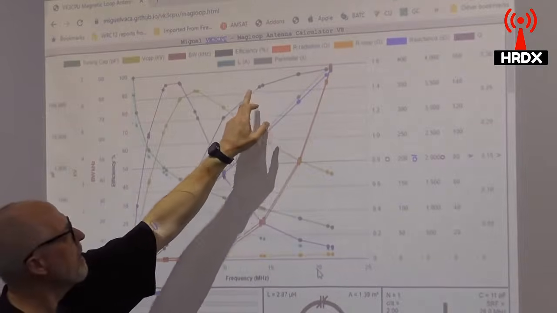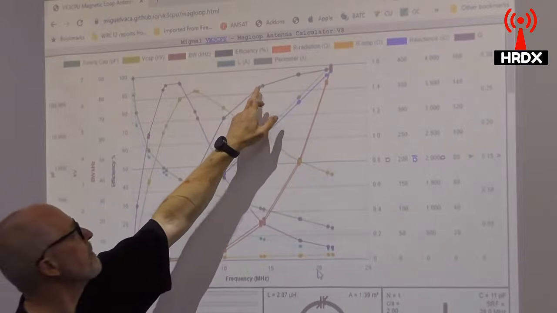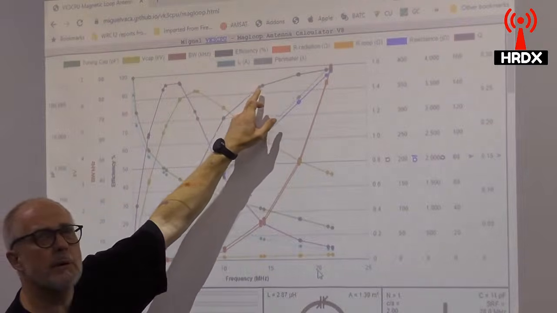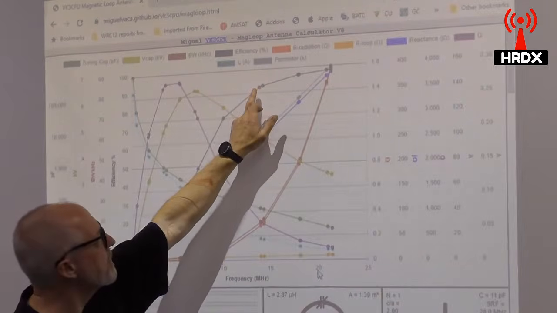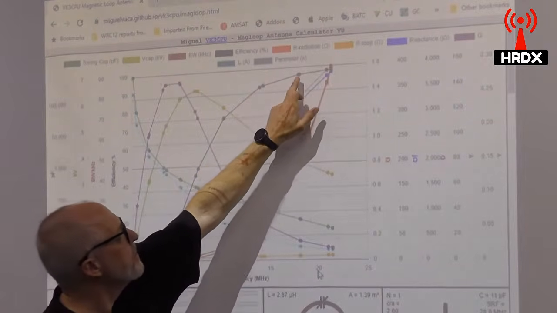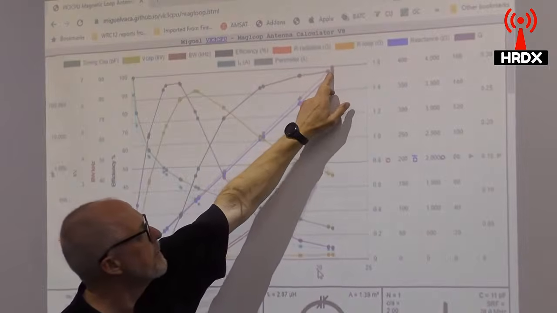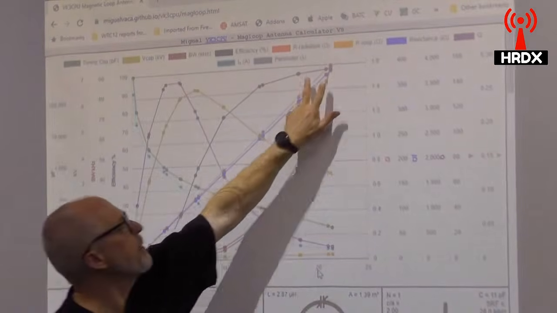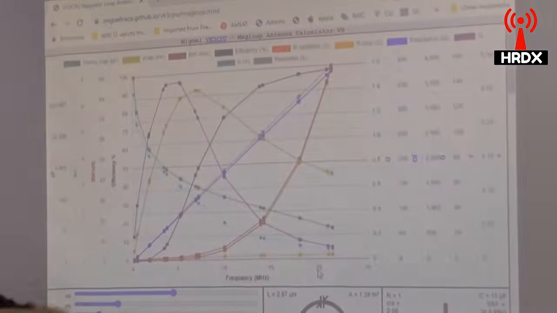And then, what is it, 17 meters? No? That's 20 meters. That's 20 meters. 20 meters, no, that's right, correct. And then we go to 18 megs, and then we go up to 15 meters. And it's both ends of 15 meters.